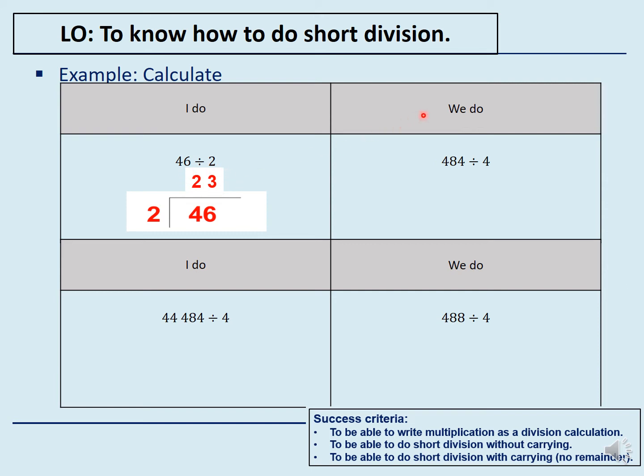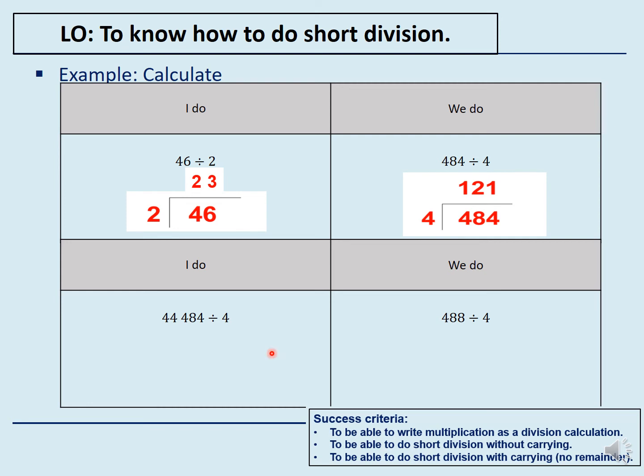Pause the video, have a go with this question, please. So your answer is 121. I have 484 divided by 4. How many times does 4 go into 4? Once. How many times does 4 go into 8? Twice. And how many times does 4 go into 4? Once. So your last answer should be 121. Just make sure when you're doing division, you can't swap them around. So you can't put 4 there or 484 here. You need to make sure you keep the order.